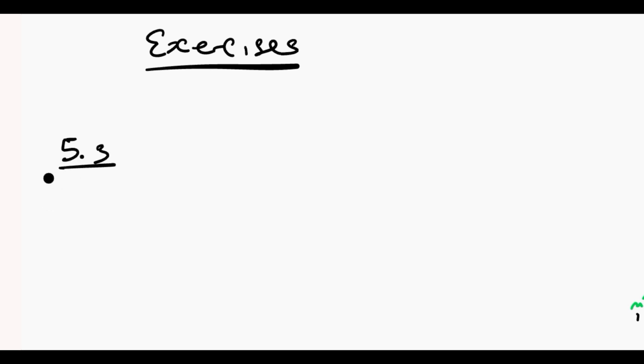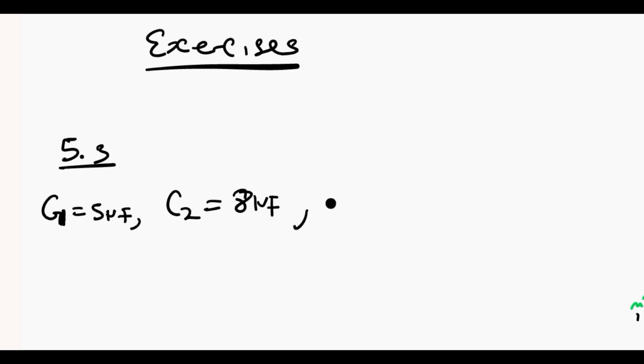It says that capacitor C1 is equal to 5 microfarad and C2 is equal to 8 microfarad. They are connected in series to a 9-volt battery. How much energy do they store? Very easy. In this case, what they just gave us is capacitance and voltage. So we have three formulas.